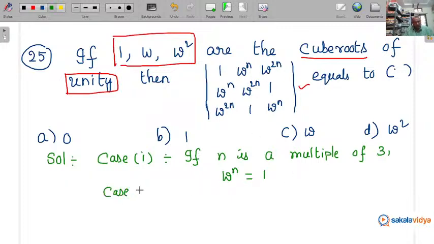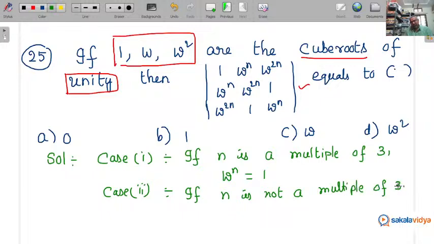Case 2: we need to discuss, if n is not a multiple of 3, then omega to the power of n plus omega to the power of 2n is negative 1, or that implies 1 plus omega to the power of n plus omega to the power of 2n becomes always 0. So these two cases we need to discuss now. If case 1, what is the determinant? If case 2, what is the determinant?